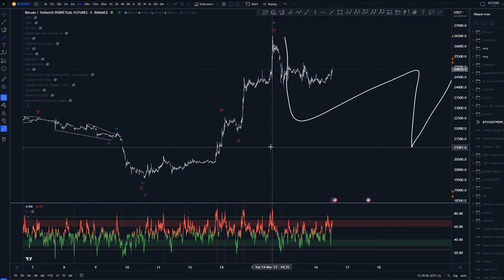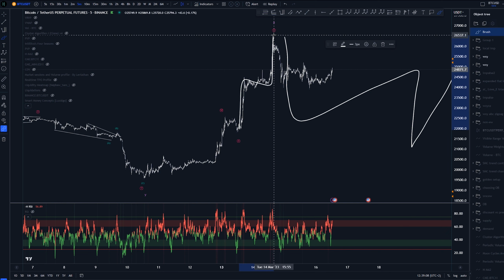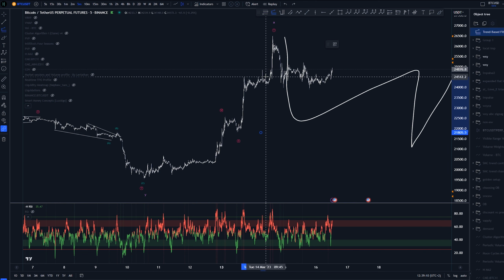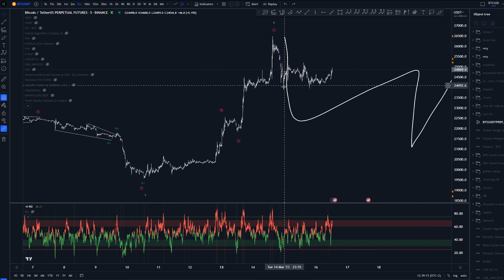However, again, this is still valid, and this definitely looks decent as a 3-wave structure on its own as well. We don't hit the 1-to-1, but again, we have gone beyond the 0.618.